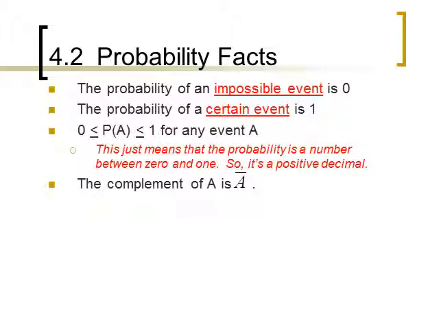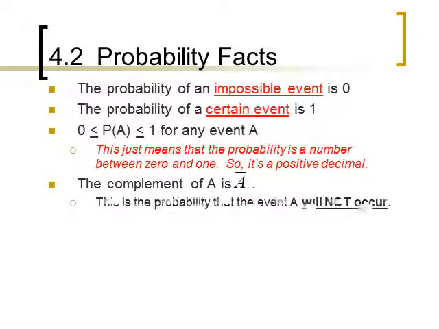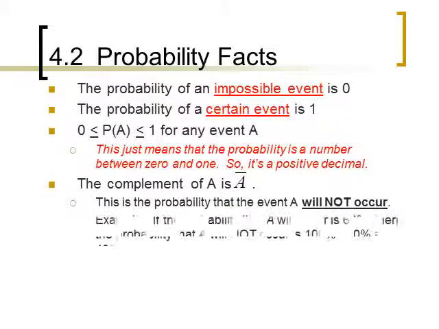The complement of an event A occurring is denoted as A with a bar above it. Now the complement of a probability does not mean that we're saying that's a really nice probability. What we're doing is we're trying to come up with the opposite of that event, or it's the probability that the event A will not occur.